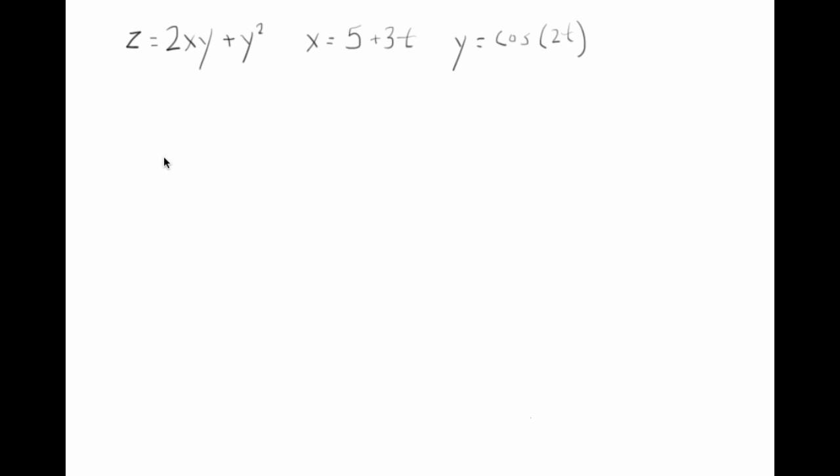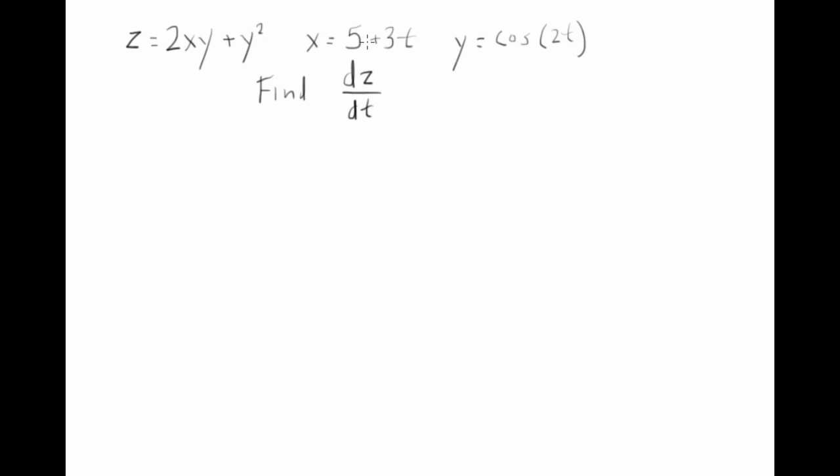In this video, we're going to talk about the multivariable chain rule. I've given you z as a function of x and y, and x is a function of t, and y is a function of t. Here's my goal. I want to find dz dt. Now you might notice something. Those are d's, not del's.